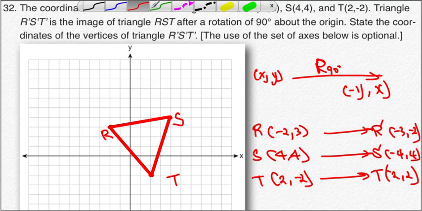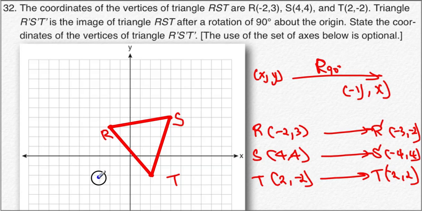But let me go for its image after the rotation of 90 degrees. That means negative 3 and then negative 2. That's the R prime. And negative 4 comma 4 becomes S prime. And then T is negative 2 comma 2. No, it was 2 comma 2. So it looks like negative, but it's in fact 2 comma 2, which is T prime.